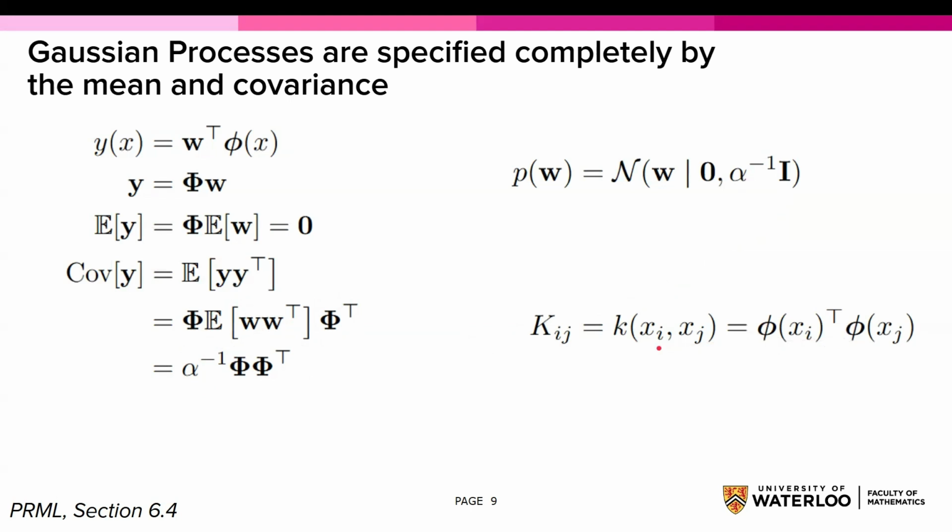That is, the elements ij of matrix K are given to us from a kernel function of xi and xj. And so that's going to capture the similarity between these two input points, xi and xj. So the covariance is alpha inverse times the kernel matrix.